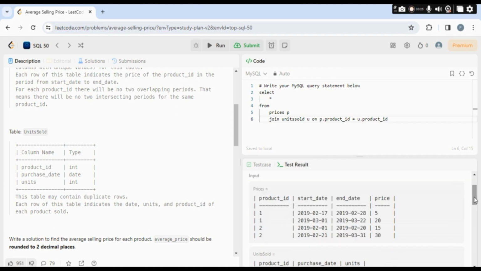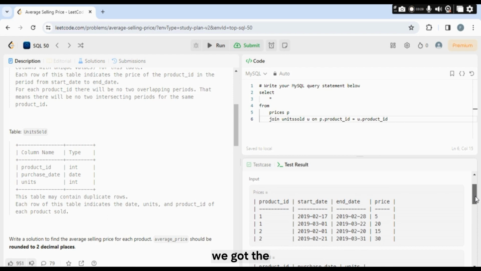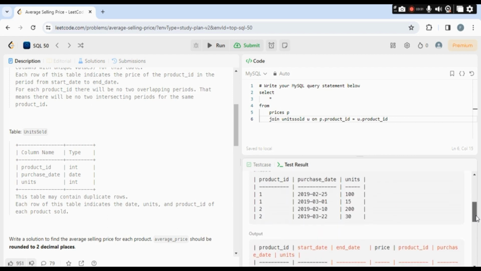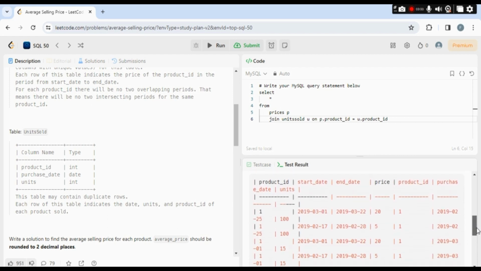Okay, we got the complete view of the tables between prices and units sold. So there are product ID, start date, end date, price, and product ID, purchase date, and then units.